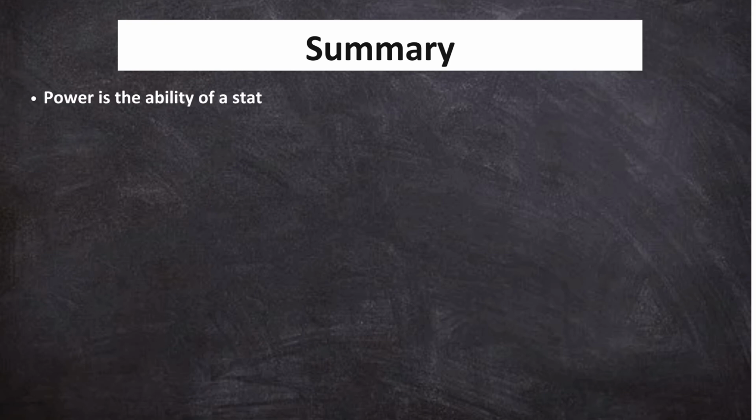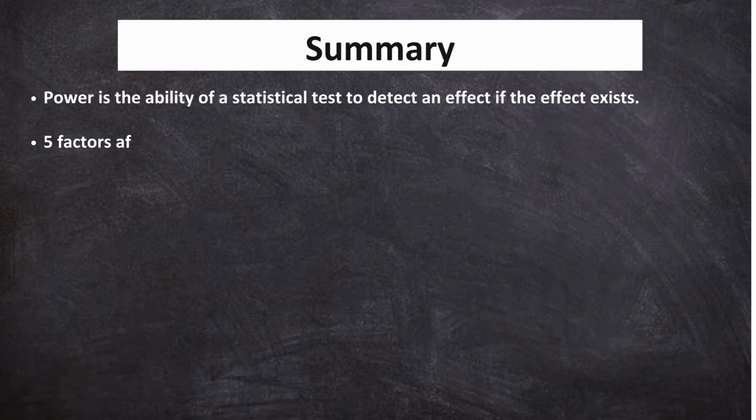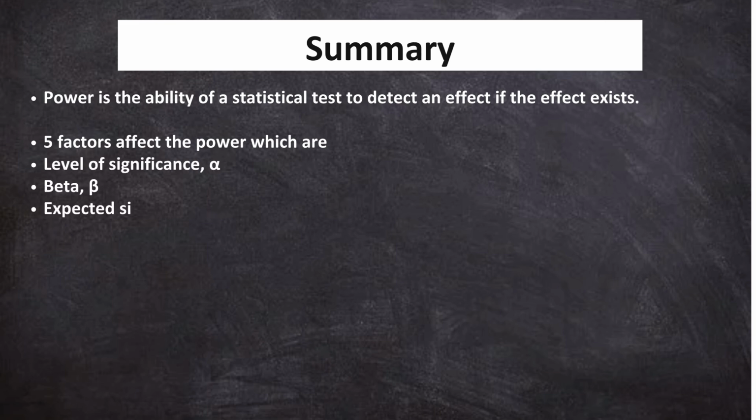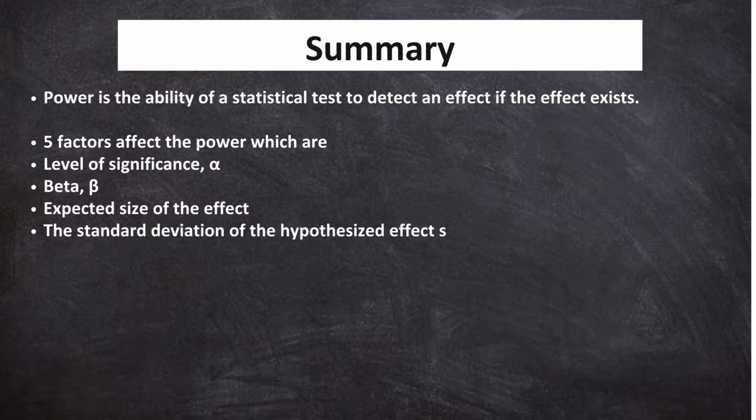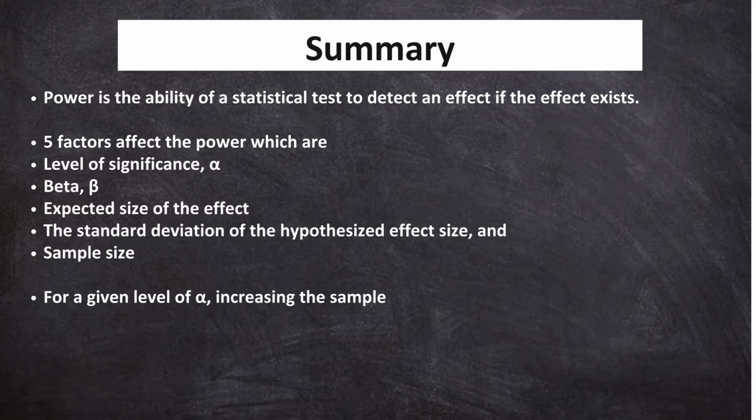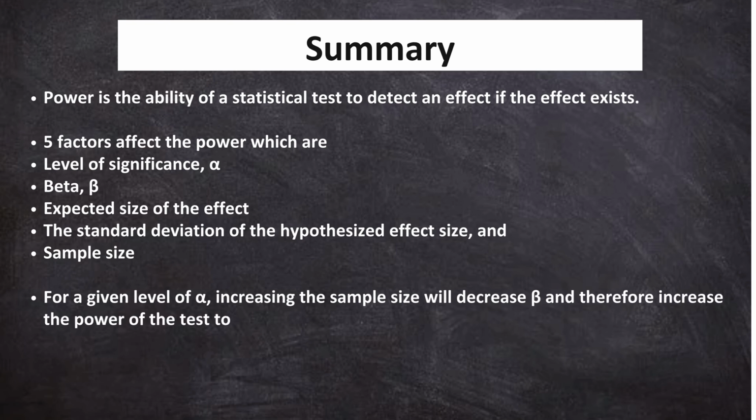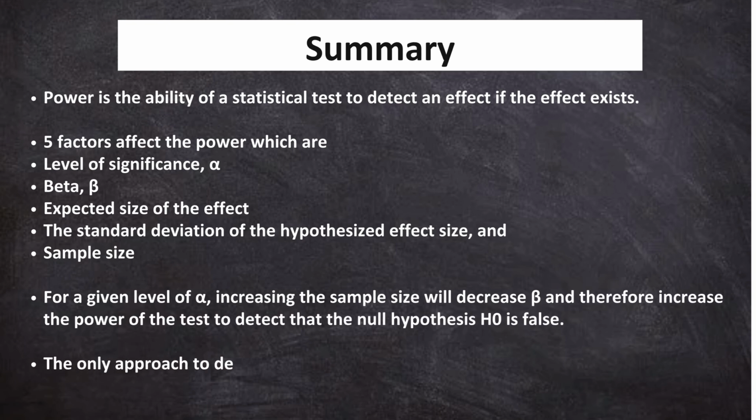The power of a statistical test is crucial in determining its ability to detect an effect, assuming that the effect actually exists. There are 5 key factors that influence this power: the level of significance, alpha, beta, the expected size of the effect, the standard deviation of the hypothesized effect size, and the sample size. When considering a specific level of significance, alpha, increasing the sample size has the effect of decreasing beta, thereby increasing the power of the test.